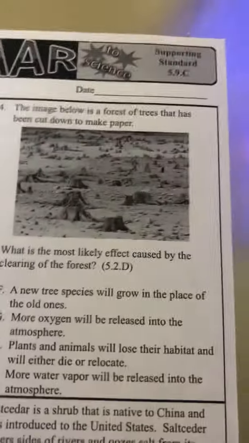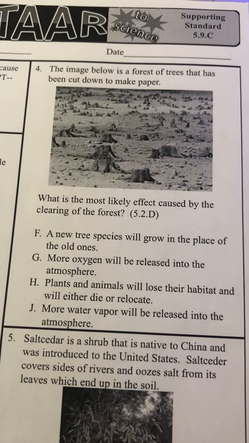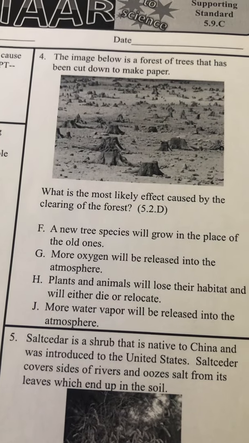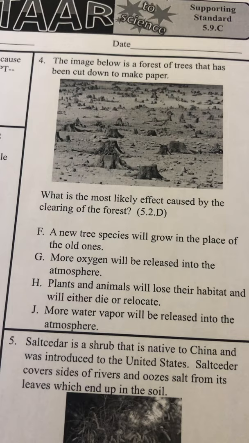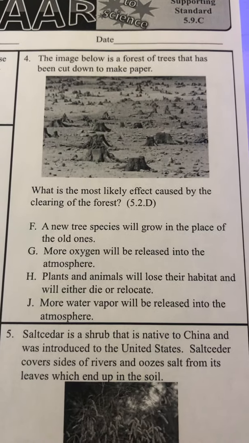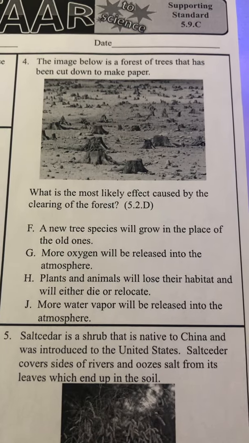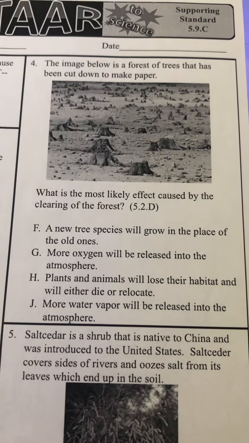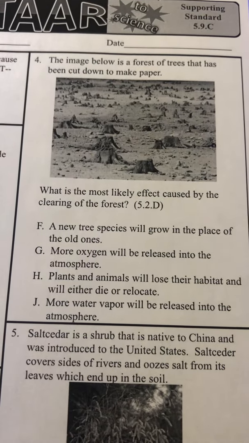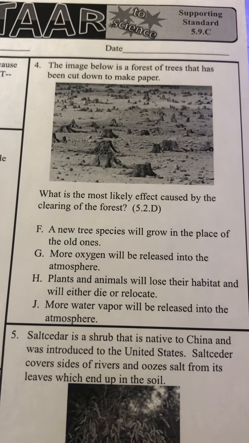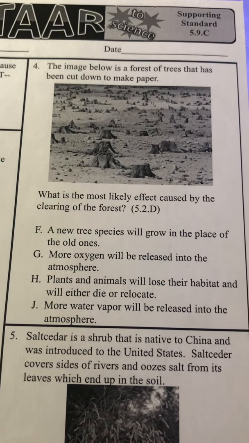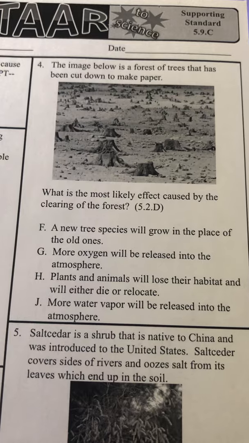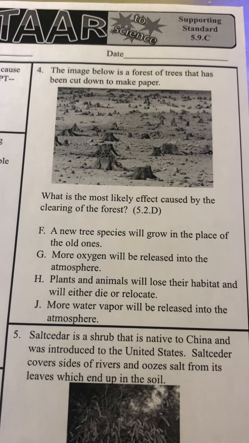Number 4. The image below is of a forest of trees that has been cut down to make paper. What is most likely the effect caused by the clearing of the forest? F, a new tree species will grow in the place of the old ones. G, more oxygen will be released into the atmosphere. H, plants and animals will lose their habitat and will either die or relocate. J, more water vapor will be released into the atmosphere.